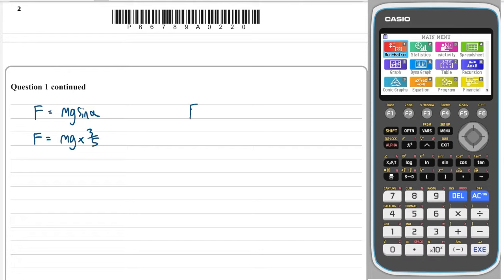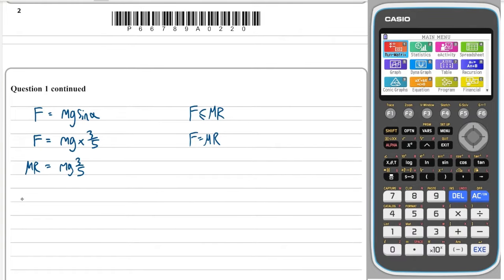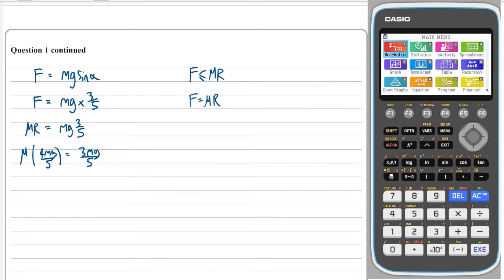And what's the formula for friction? Well, friction is less than or equal to mu times R. But when friction is at its maximum, i.e. when it's in equilibrium, friction is working as hard as it possibly can, then essentially friction is equal to mu R. So here we can say that mu R is equal to mg 3 over 5. Now we know what R is, we just worked that out, it's 4mg over 5. So we have that mu multiplied by 4mg over 5 is equal to 3mg over 5. We can divide both sides by mg and multiply both sides by 5 to get mu times 4 is equal to 3. So therefore mu is equal to 3 over 4 as required.